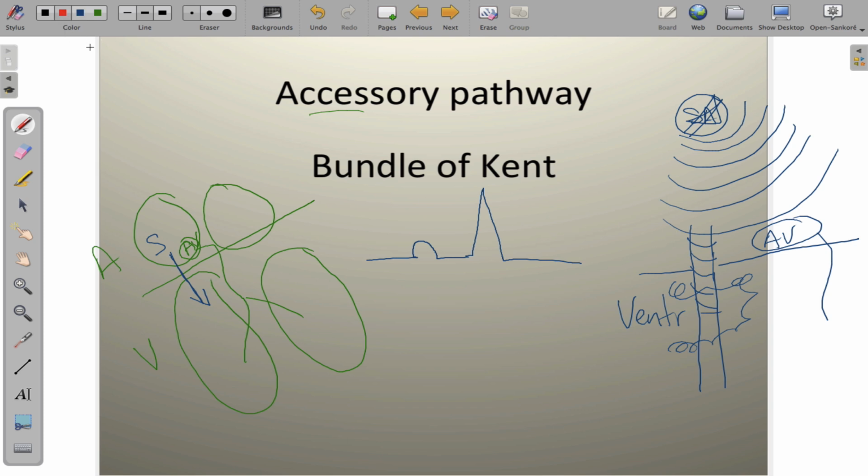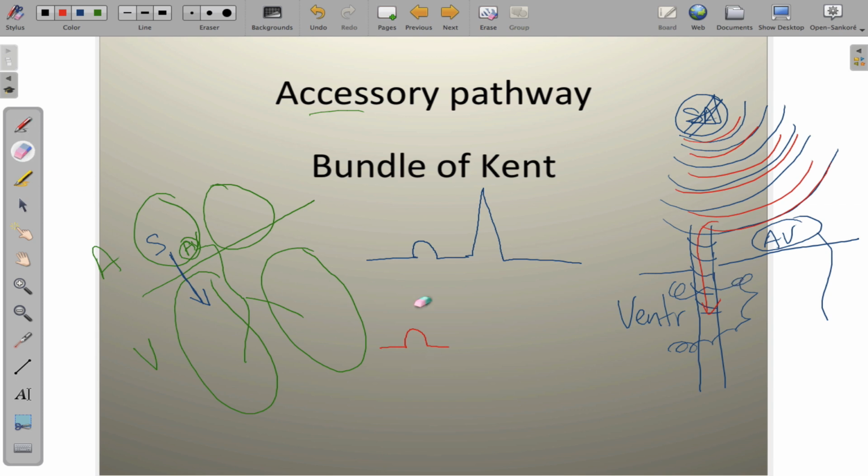Now, when you have an accessory pathway, what happens is you still get depolarization of atrial tissue, meaning the SA node depolarizes, and it starts to send out this huge wave of depolarization stimulus. But instead of being delayed at the level of the AV node, once it gets to the accessory pathway, it immediately transmits down to the ventricle.